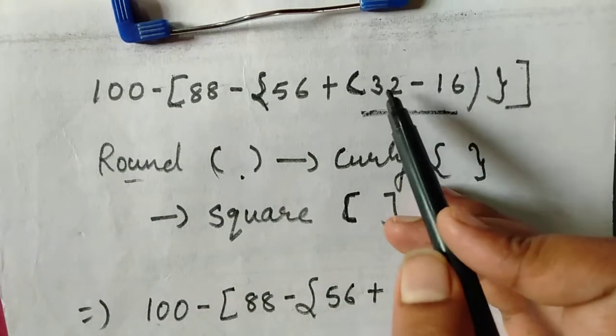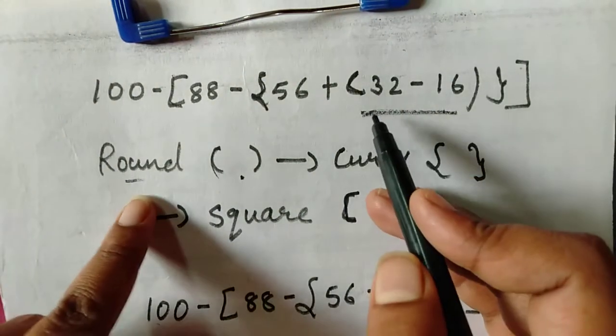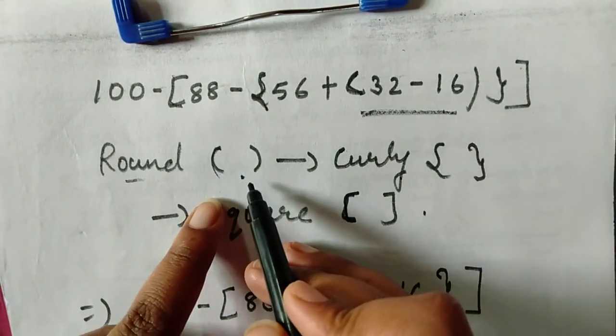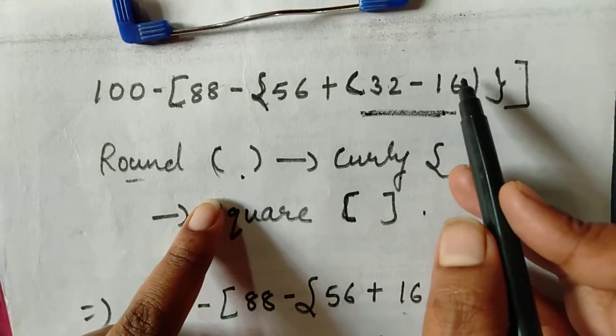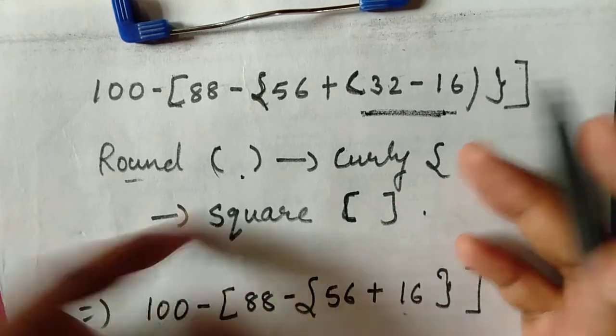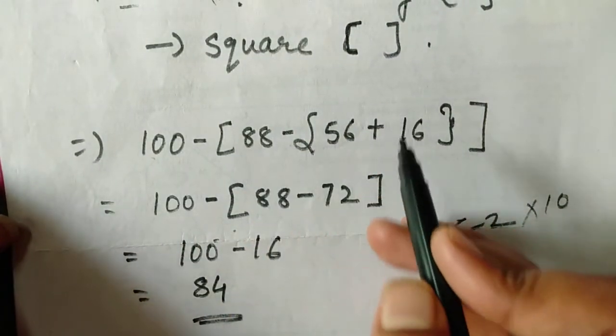So first what is our rule? According to our rule we have to solve first round bracket. कौन सा solve करना है आपको? round bracket solve करना है. So this is your round bracket. Okay, so 32 minus 16. What is the answer? 16. Yes, so we will write here like this: 100 minus 88, 56 plus 16.